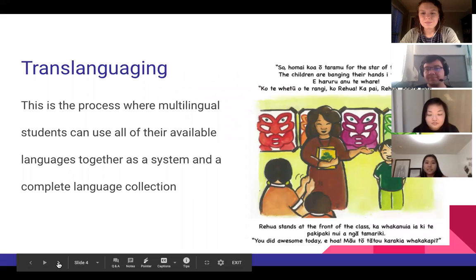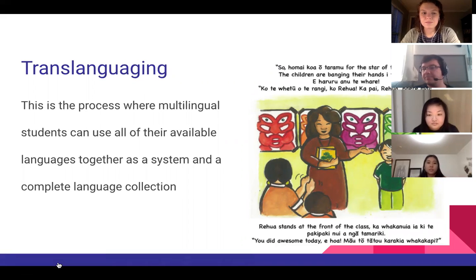Okay, so this activity is based on the concept of translanguaging, which is the process where multilingual students can use all of their available languages that they know together as a system and a complete language collection. On the right, here's an example of the teacher, I assume, using both English and Hawaiian to introduce the student, or explain, I think, is his art in the background. They use both languages as one language, like a complete language repertoire.